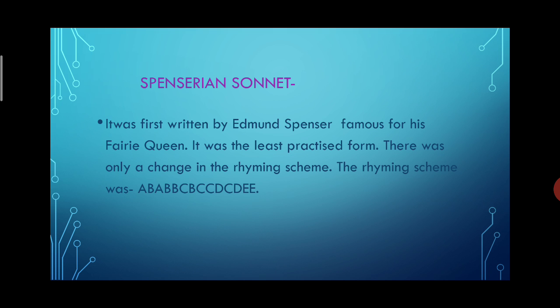So coming to the next type of sonnet, Spenserian sonnet. It is the least used type of sonnet. It is the same as the Shakespearean sonnet, but there is a little bit of change in the rhyming scheme of this sonnet, and the rhyming scheme is different from both the Petrarchan and the Shakespearean sonnet. The rhyming scheme is A B A B, B C B C, C D C D, E E. The couplet rhymes in the last line.